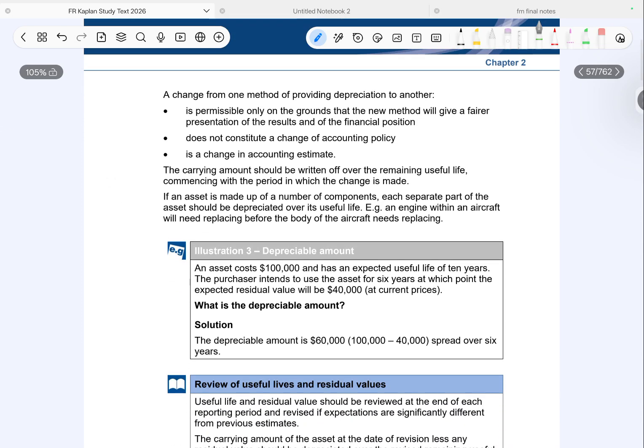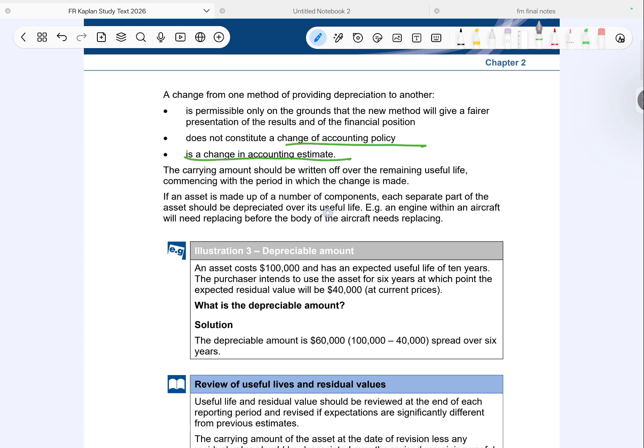A change from one method of providing depreciation to another is permissible only on the grounds that the new method will give a fairer presentation of the results and of the financial position, does not constitute a change of accounting policy, and is a change in accounting estimate. The carrying amount should be written off over the remaining useful life, commencing with the period in which the change is made.